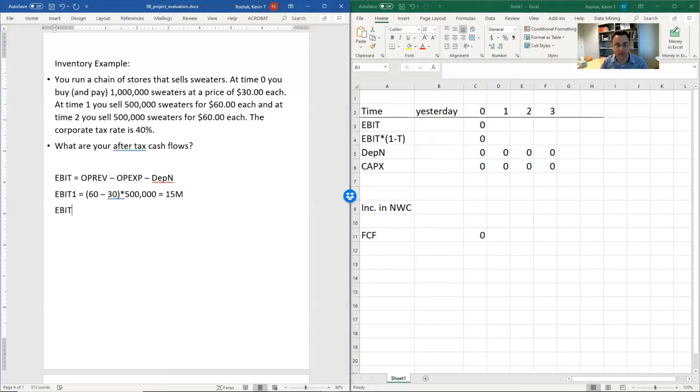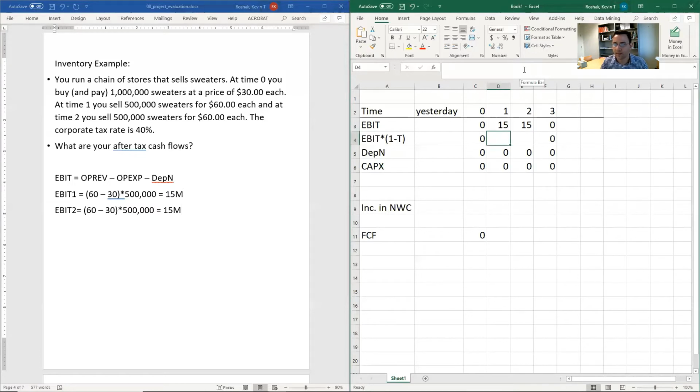And likewise, at time 2, you're doing the same exact thing. You're selling $60 sweaters that you bought for $30, and you're selling 500,000 of them. So again, your profit should be $15 million at time 2. All right, so I'm just going to fill that in our spreadsheet. And then nothing happens at time 3. We're just 2 periods. That's it.